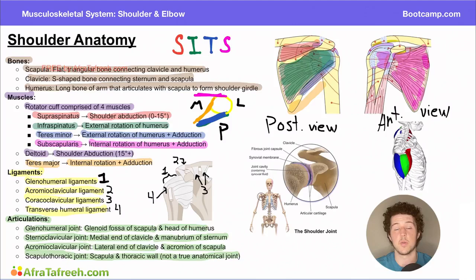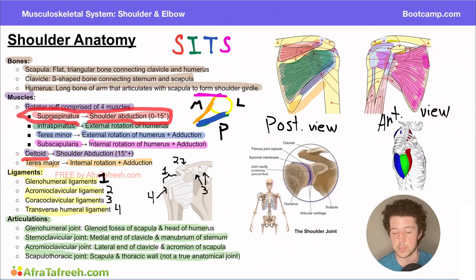Based on the presentation, what is the most likely injured muscle in this patient? Because this patient struggles with shoulder abduction, both the deltoid and the supraspinatus are possibly injured in this patient. But because the patient struggles with initiation more than after the 30 degrees, we can likely rule in that the supraspinatus is more likely to be injured in this patient.